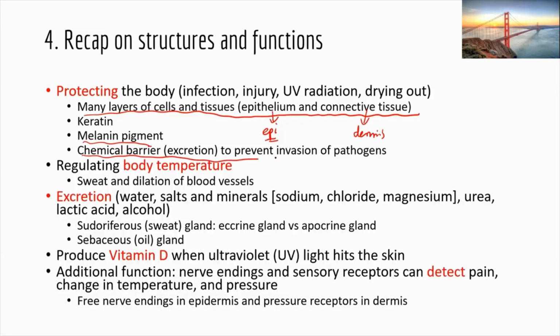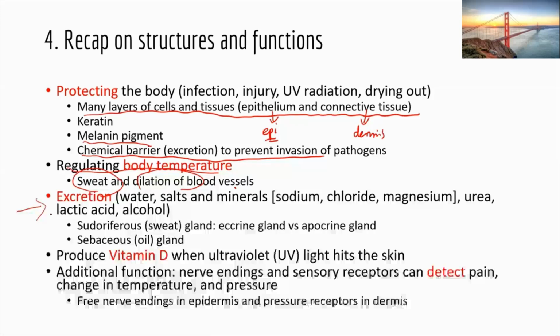Another thing we didn't really talk about is the skin also forms a chemical barrier as well, in addition to the physical barrier. That's because the secretions from your skin contain chemicals that can inhibit bacterial growth. Okay, so that's the chemical barrier. Next function, regulating body temperature. So remember, it's achieved by the sweat gland or sudoriferous gland and dilation and constriction of blood vessels.